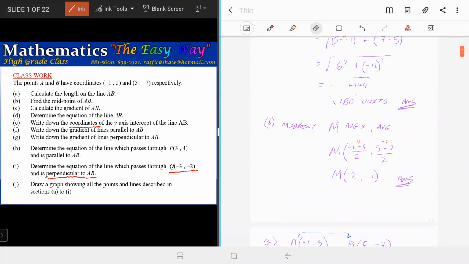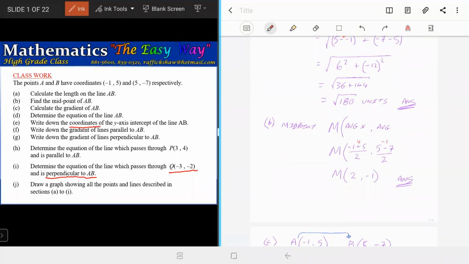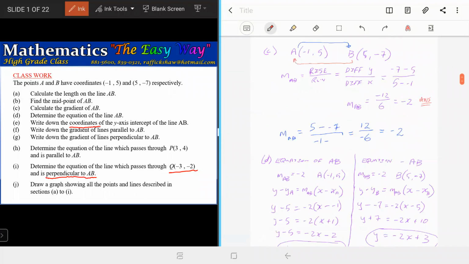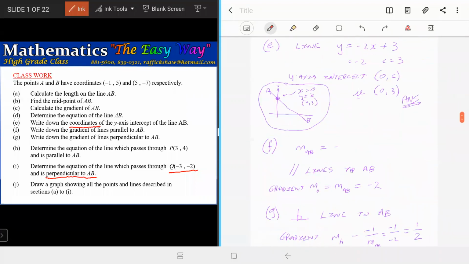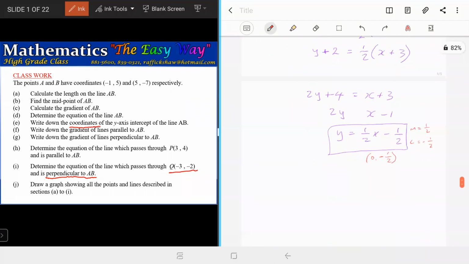You can leave it like that, even right here, because I have 0.5. But you understand the point, though? This is important. You understand the point about why I leave it as a fraction rather than put 0.5. Because as a fraction, especially with the gradient, you're able to see what the rise is and what the run is, and there's no mistake. So the advantage is leaving it as fractions. Get comfortable with the fractions, guys.